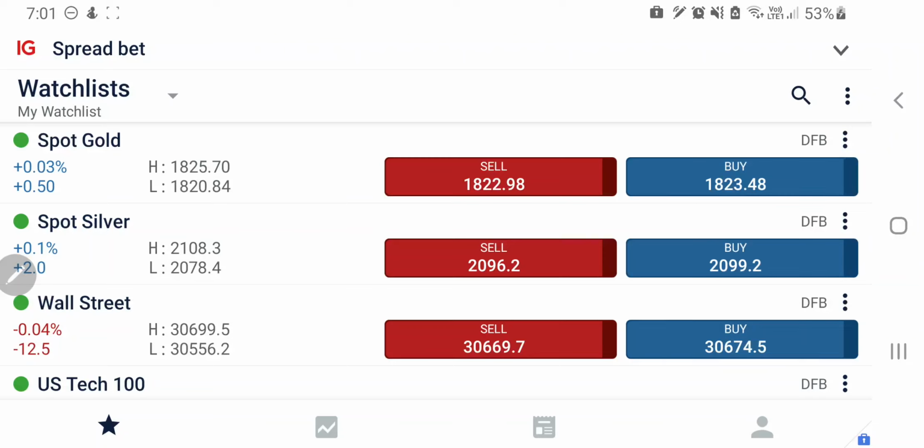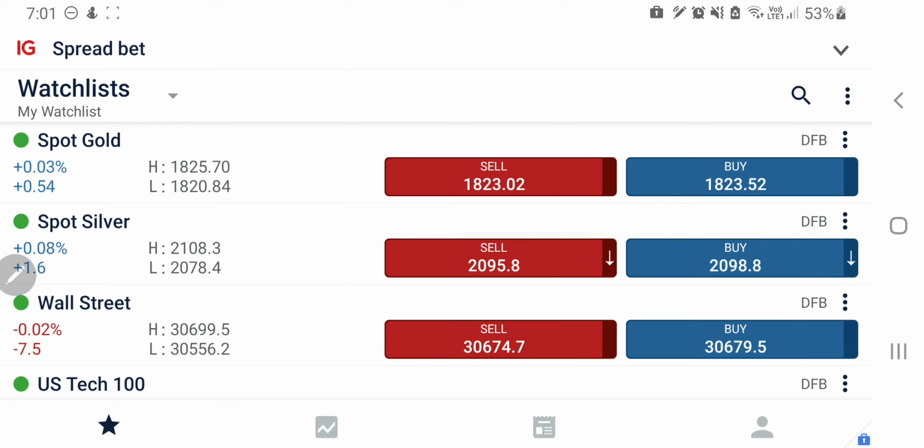Gold has seen the support at 1820, and in fact silver has too seen the support at 2080 levels. Precisely these were the levels as I shared. Once it draws below 2120, we can see 2080 levels in silver, and for gold it is below 1830, we can hit 1820.